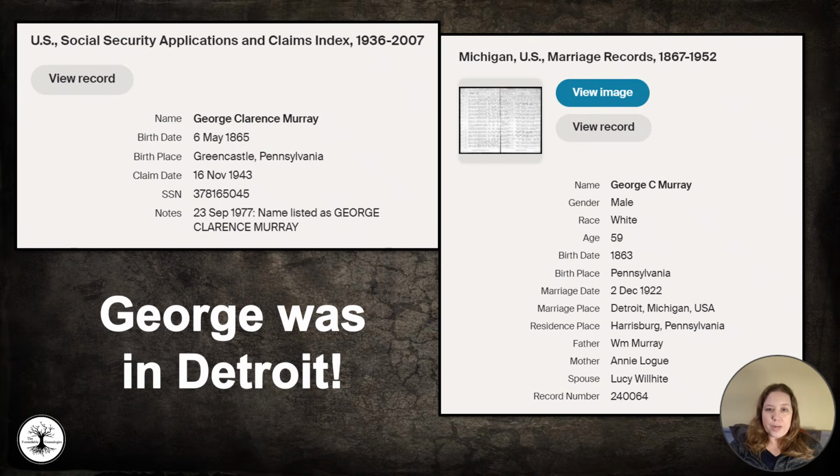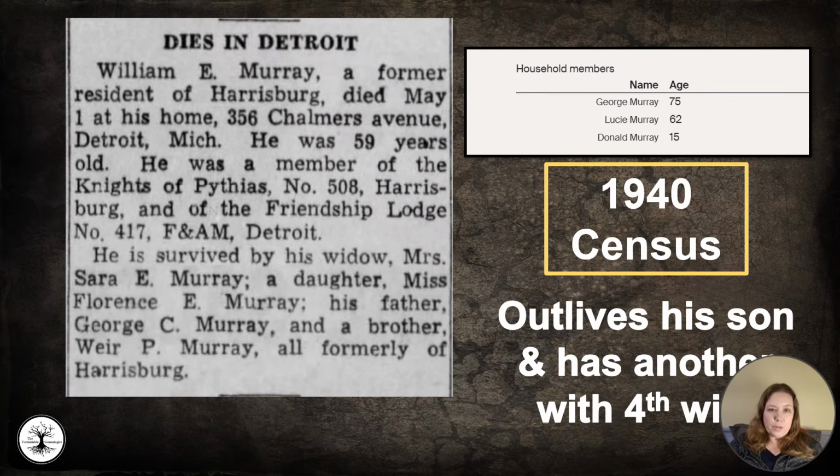I found him in Detroit in 1920 with another marriage in 1922 at the age of 55. It lists the correct parents when I look at the image. I found a death record for the Detroit George Murray for November 1943 and a birthplace of Greencastle, Pennsylvania, which matches the Murrays of Harrisburg. Further research shows census records where he worked at the same factory as his sons. His son William did die before him, and he's mentioned in the obituary, as is Weir.